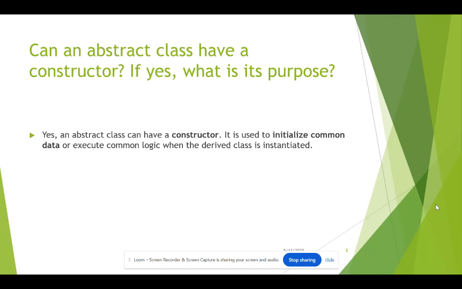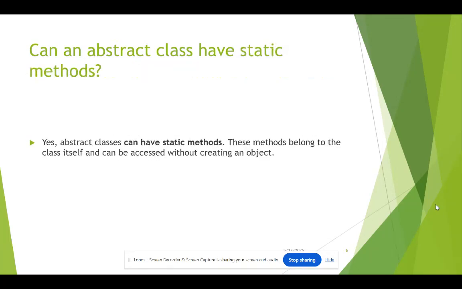Can an abstract class have a constructor? If yes, what is its purpose? Yes, an abstract class can have a constructor. It is used to initialize common data or execute common logic when the derived class is instantiated. Can an abstract class have static methods? Yes, abstract classes can have static methods. These methods belong to the class itself and can be accessed without creating an object.